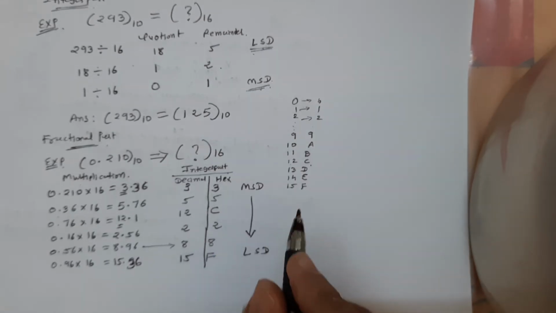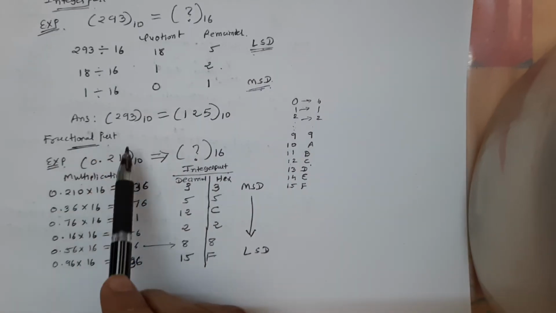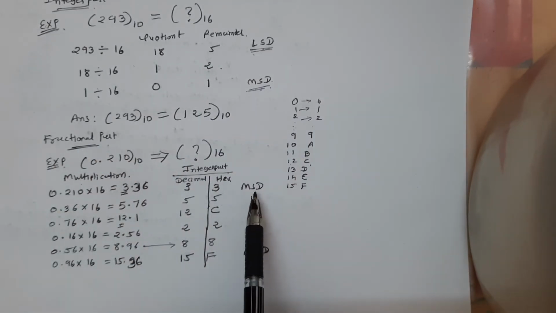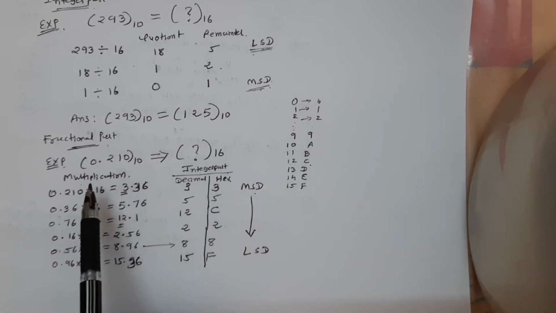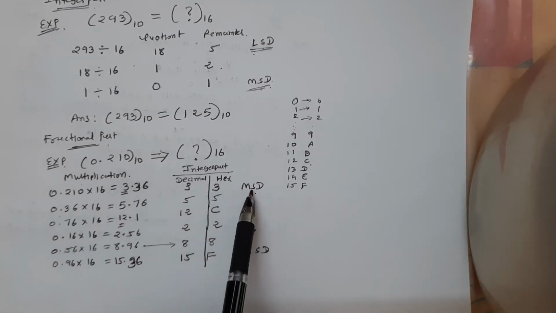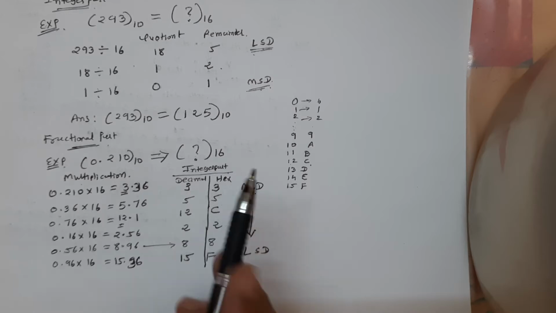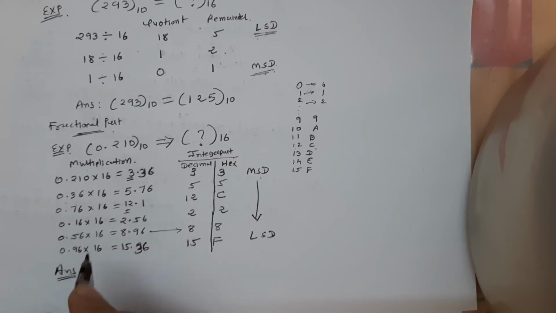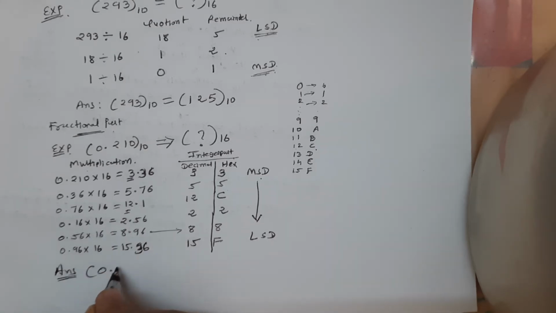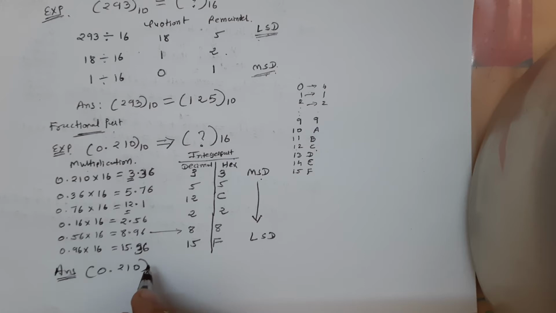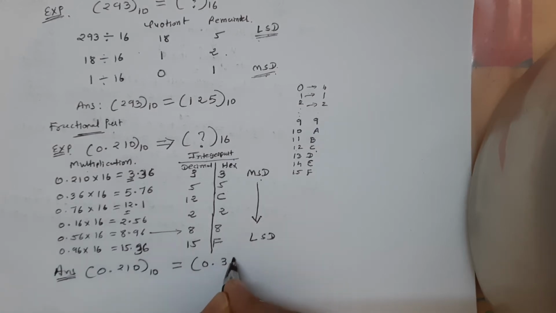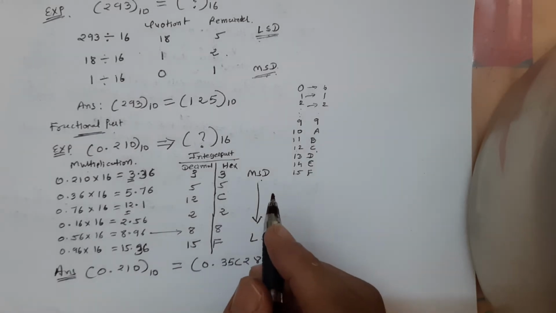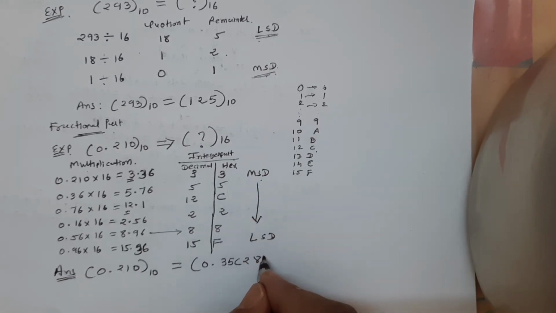See this, if we are using the fractional part, then the upper part is MSD, and if we are using the integer part, then the upper side is your LSD. So the answer is 0.210 decimal, it is equal to 0.35C28F.